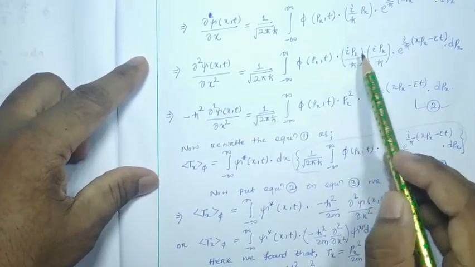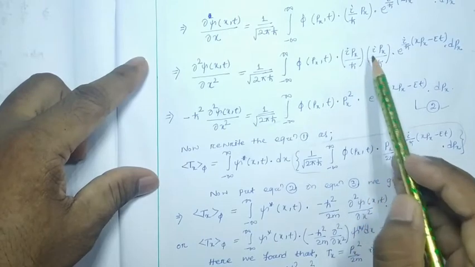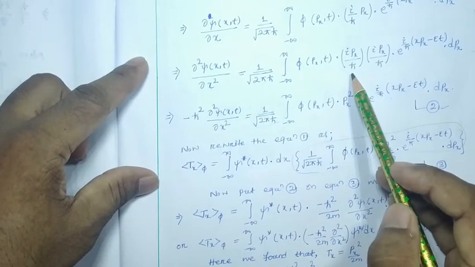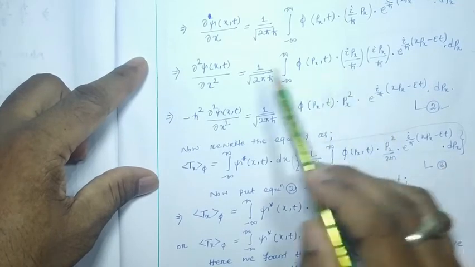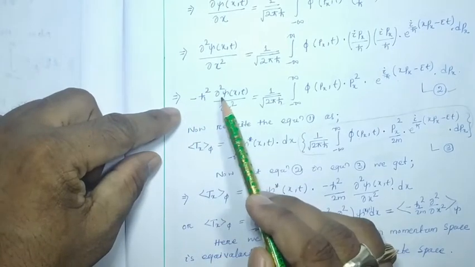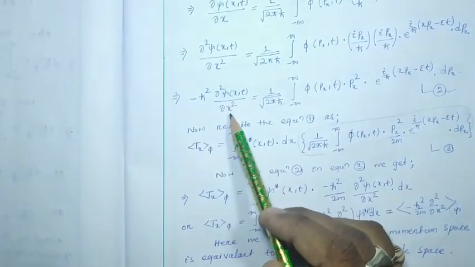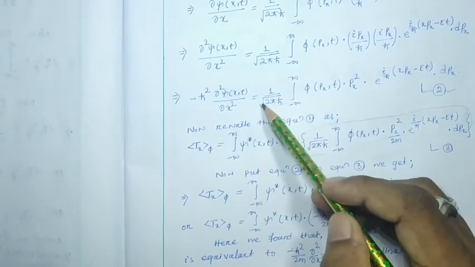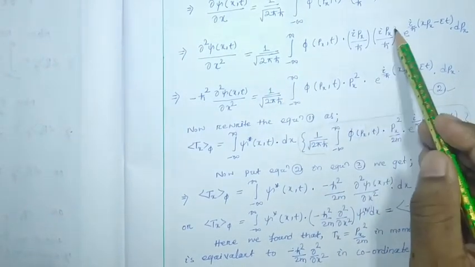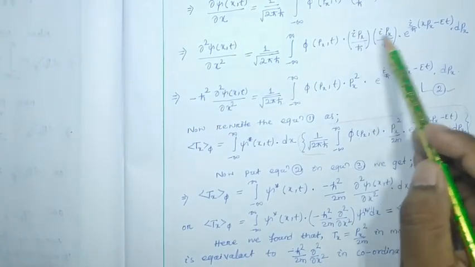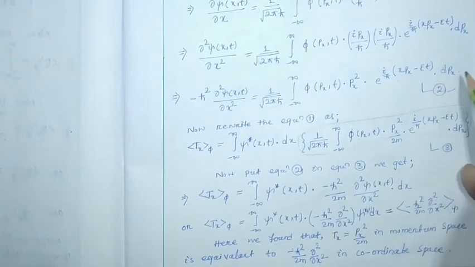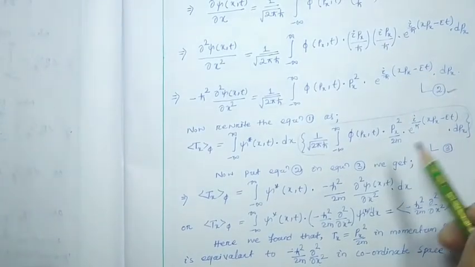So this will be nothing but minus px square by h cross. If we take minus h cross square to the left side, then it will be minus h cross square into del square psi(x,t) by del x square equals 1 by root over 2 pi h cross, integral from minus infinity to plus infinity of phi(px,t) into px square, into e to the power i by h cross (x px minus Et) into d px. Let this be equation number 2.